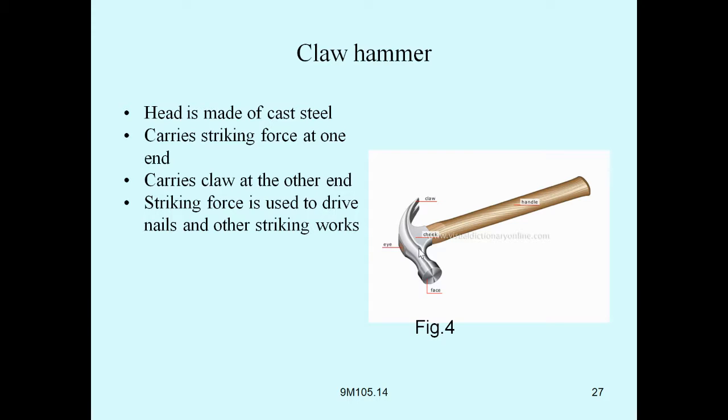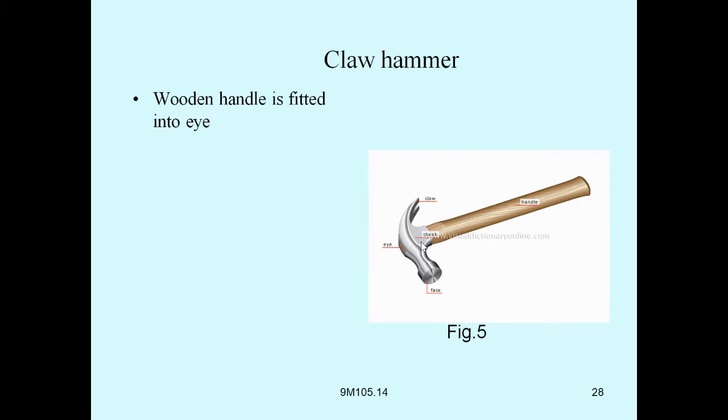The striking force is used to drive nails, wherever we require striking force to drive nails and other striking works. Next, where do we use the claw? If you want to remove nails from the wood or wooden surface, we can remove the nails with the help of the claw. The wooden handle is fitted to the head. A wedge is inserted into the eye to form a rigid joint.